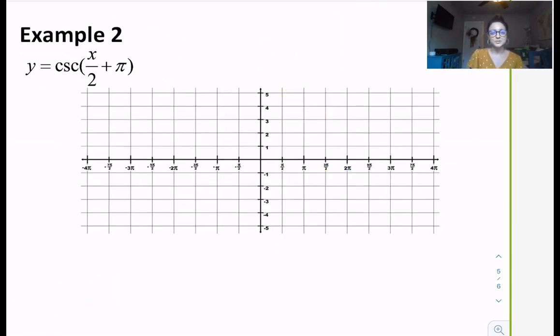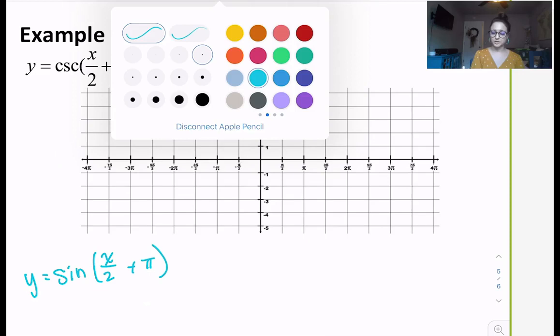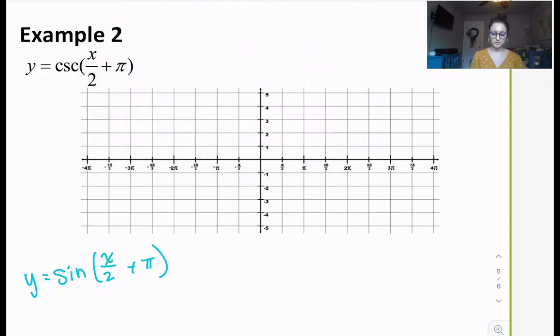So here's example 2. We've got y equals cosecant of x over 2 plus pi. So first think about what is the reciprocal of cosecant. Reciprocal of cosecant is sine, so I'm going to take sine of those same transformations, so x over 2 plus pi. Okay, and with inside transformations, we do need to be pretty careful when I have more than one as to what order we go about doing this.